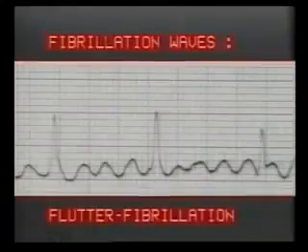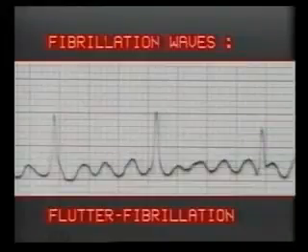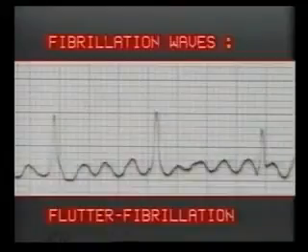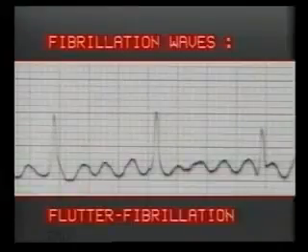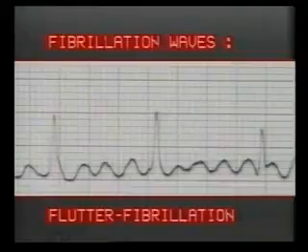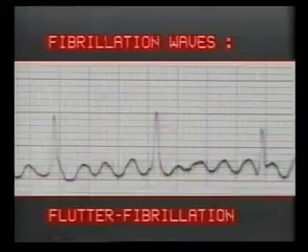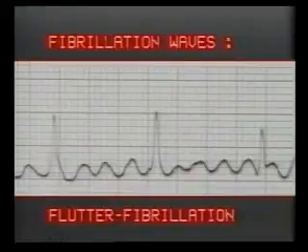Coarse fibrillation waves at times resemble atrial flutter, and a mixed pattern with characteristics of both is seen as in this strip. This is termed flutter fibrillation. It has no clinical significance, just an ECG manifestation of atrial fibrillation. Note that each F wave occupies less than 4 small squares. So the rate is around 400 per minute, which is beyond the range of atrial flutter. So this is not flutter but flutter fibrillation.